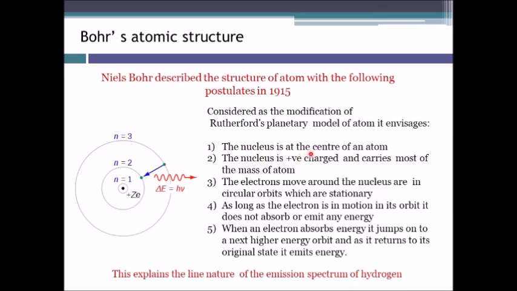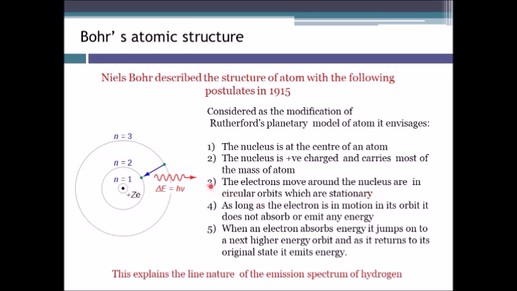The nucleus is at the center of an atom, he said. Then the nucleus is positively charged and carries most of the mass of the atom. The electrons move around the nucleus in circular orbits. These circular orbits are stationary orbits. Why do we call them stationary?